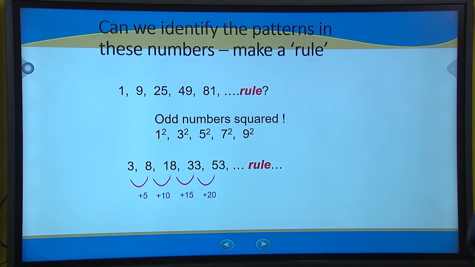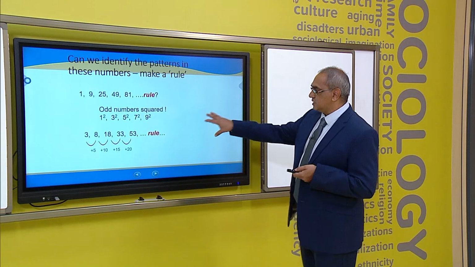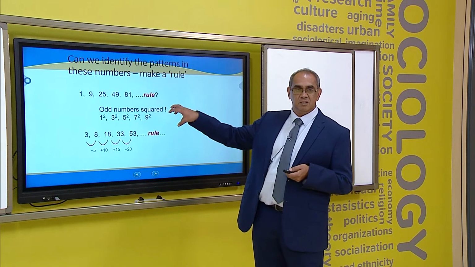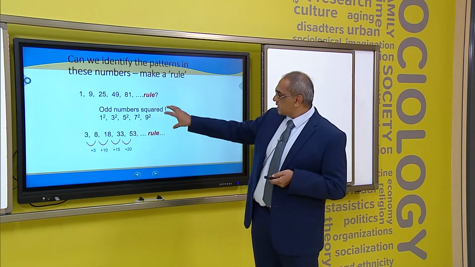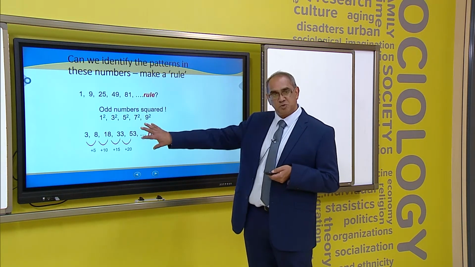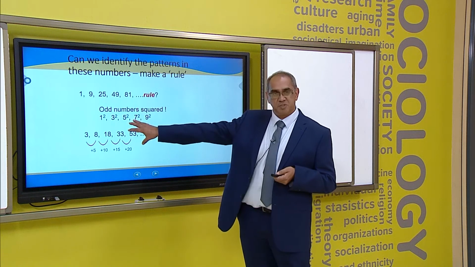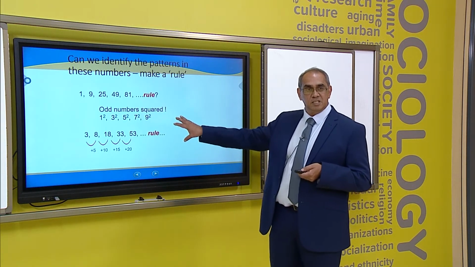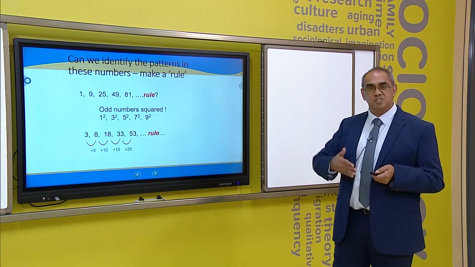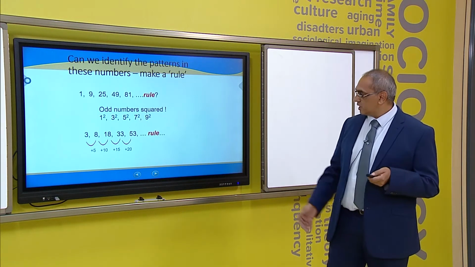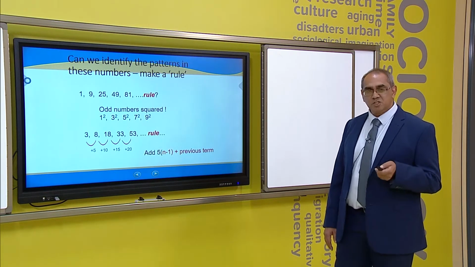Each time I add another 5, and I add it to the previous number. So if I look at 8, I added 5 to 3, the previous number, and I got 8. If I look at 18, I added 10, so 2 times the 5, plus the previous number, 8, I get 18. So that pattern looks a little bit more complicated. It's not straightforward addition, okay? And so we have a strange looking rule.